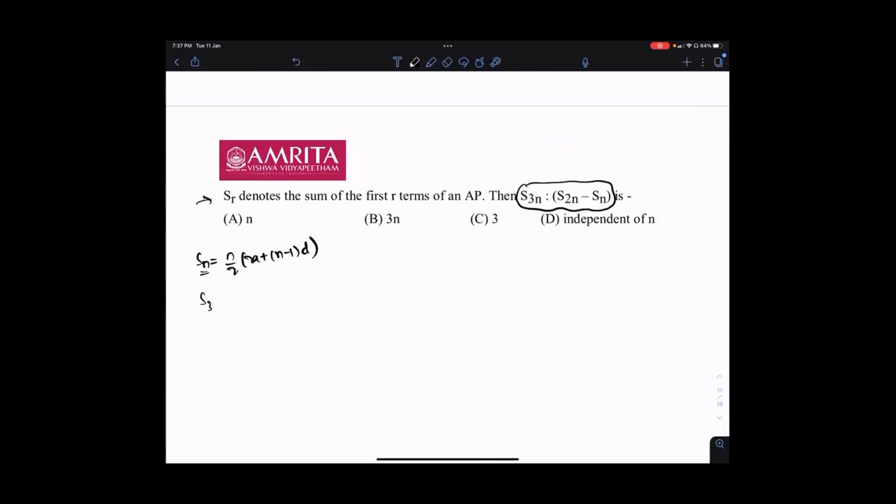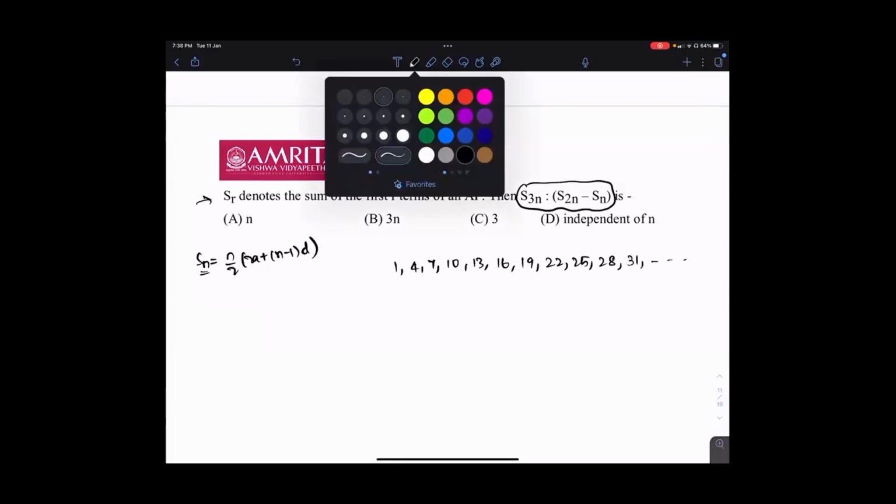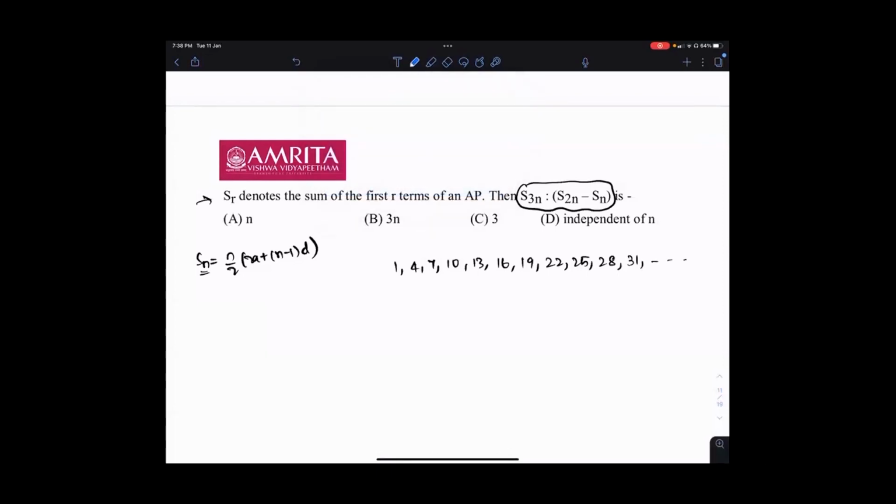Let me just tell you a very important concept here. Let's take an AP: 1, 4, 7, 10, 13, 16, 19. I don't know why, but in Mains and Advanced also, it's a very interesting point, but somehow they didn't ask a question on this one. So be careful. You can expect the question. I'm expecting they will ask at some point.